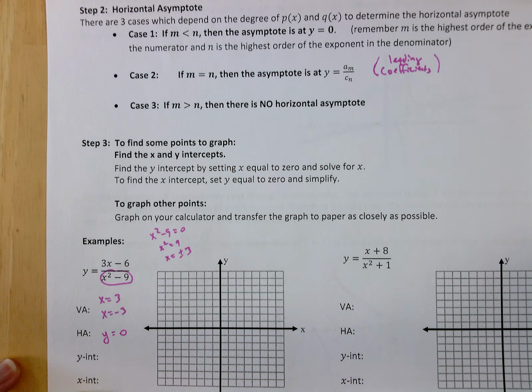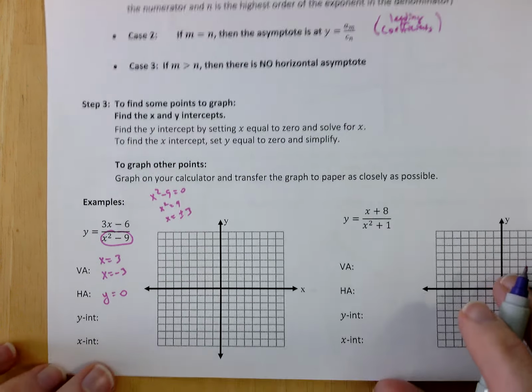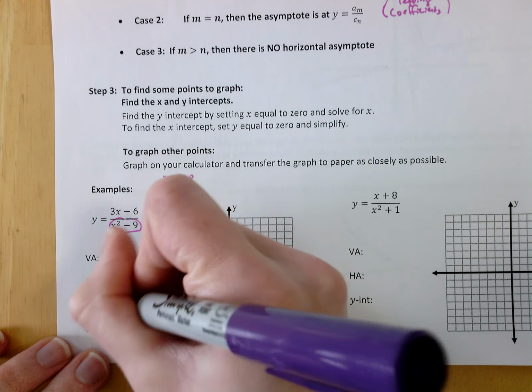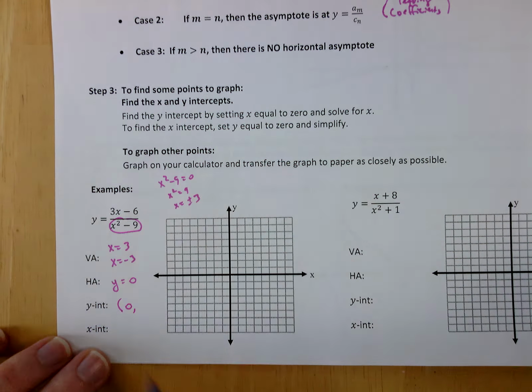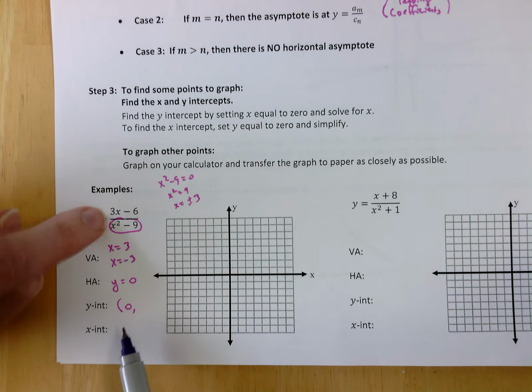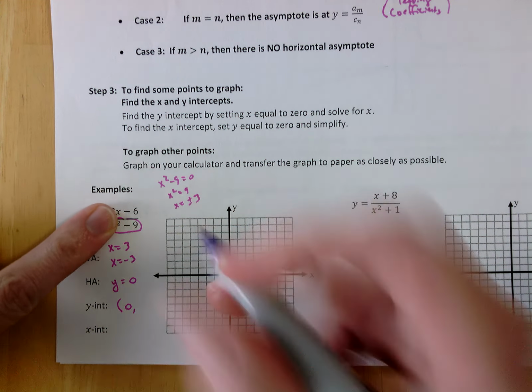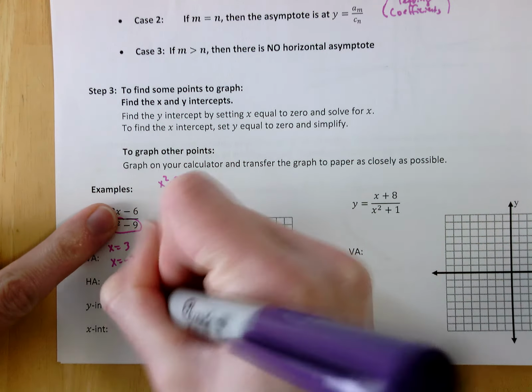Okay, great. All right, and then our x-intercepts and our y-intercepts, you are just going to find those in the normal way, right? Your y-intercept always has an x-coordinate of 0. So I'm just going to plug 0 into this equation and simplify it. These guys would both just go away, and I'd be left with negative 6 over 9, which simplifies to 2/3, right?